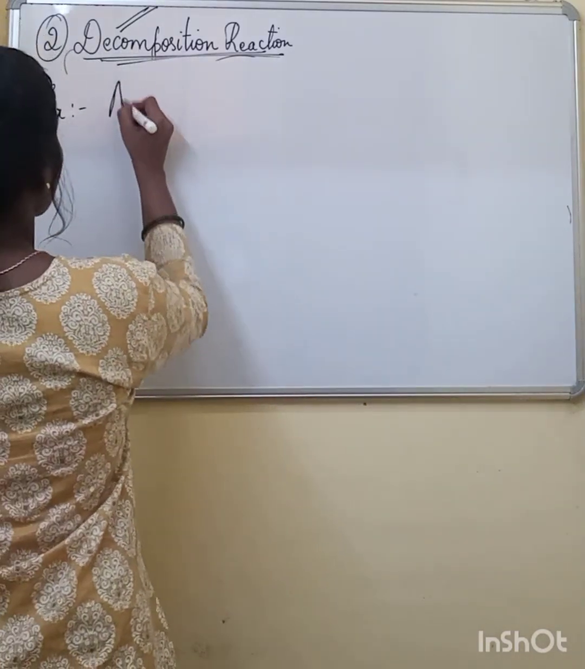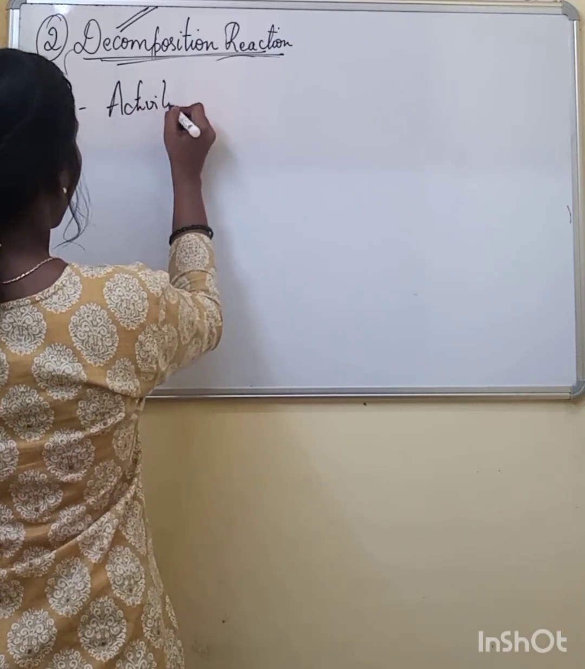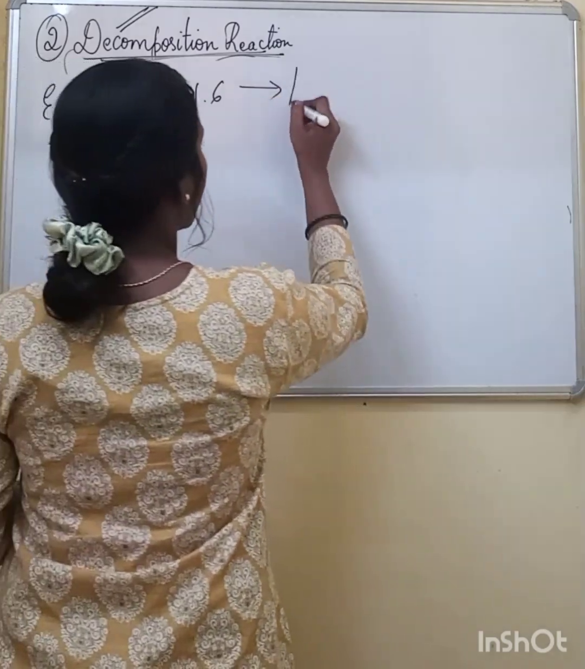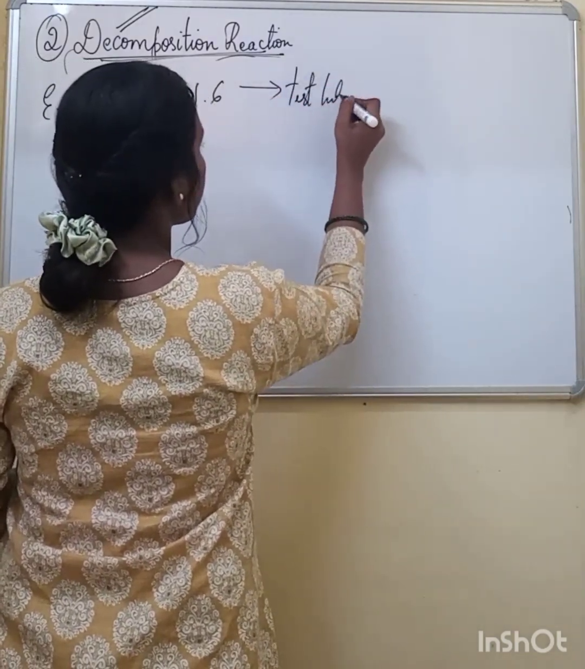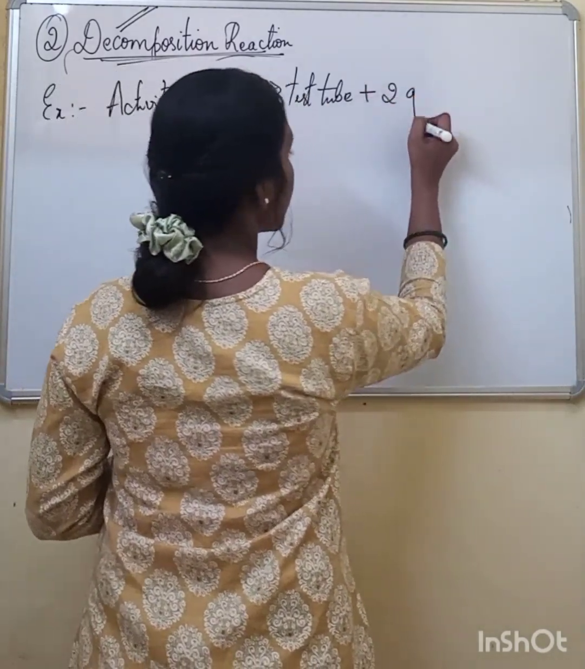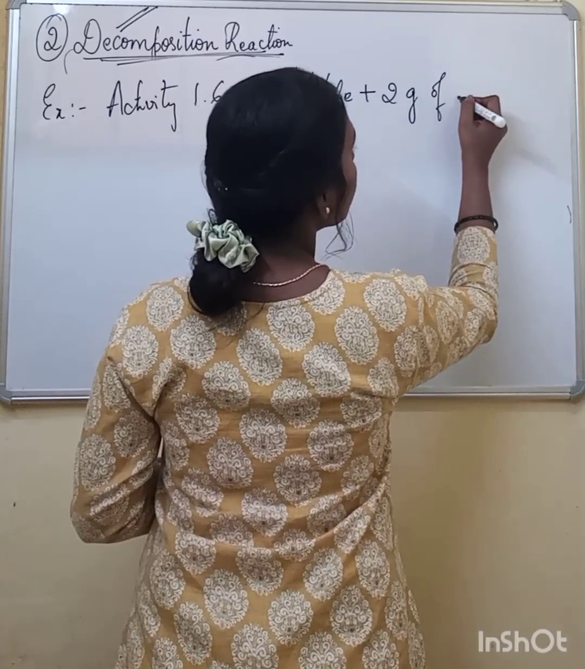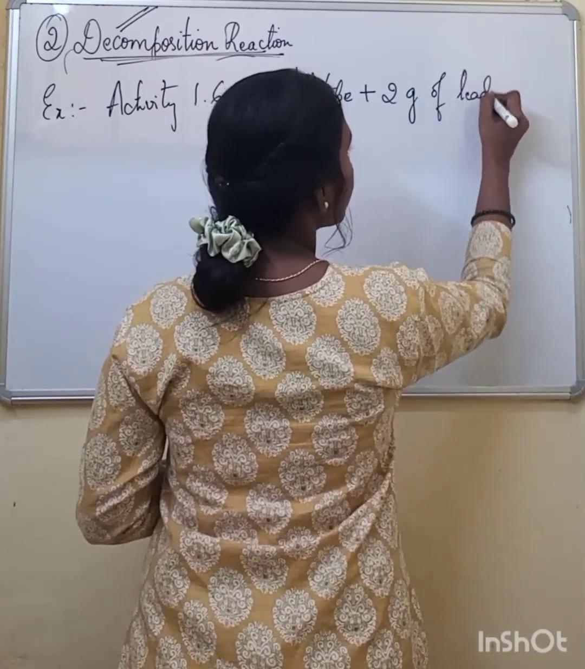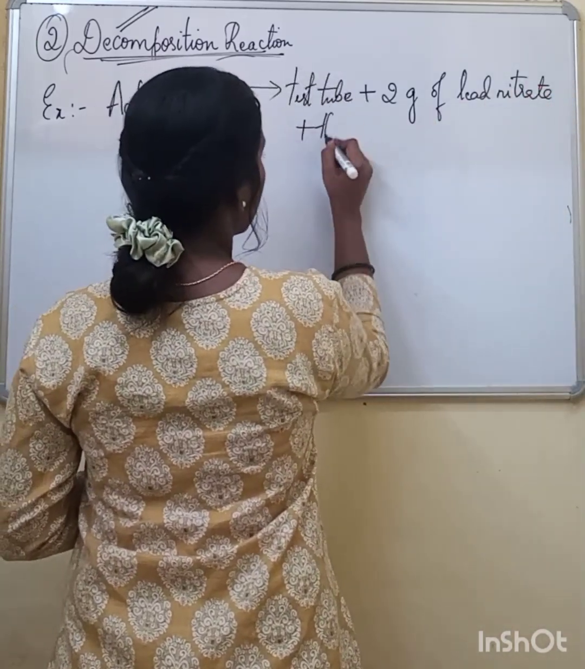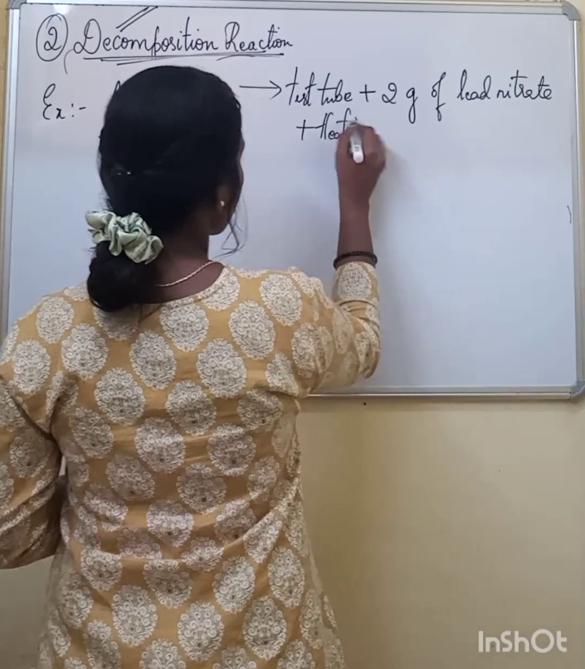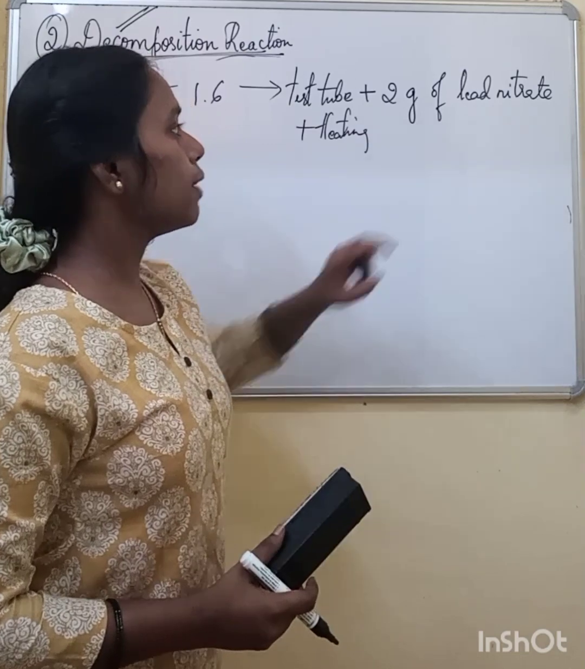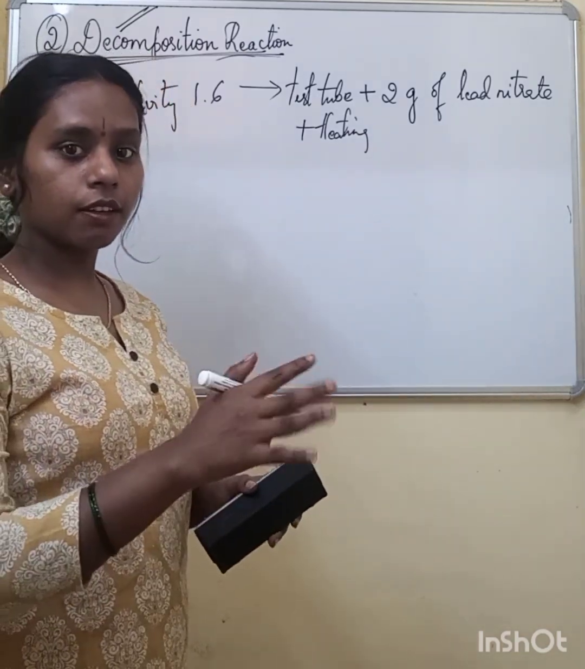So in your textbook there is an activity given, activity 1.6. It says take a test tube. In this test tube, you add 2 grams of lead nitrate and then you heat it.